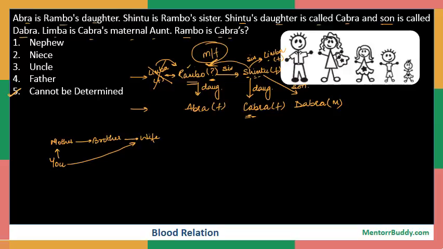Thus, the answer to this question is cannot be determined, or I can say data insufficient if it is in the options. So this is how we can approach a question, and as I said in the beginning, please do not assume the gender of a person. It is impossible for us to do so. So that's how we can find a solution to a problem based on blood relation which has multiple people involved.